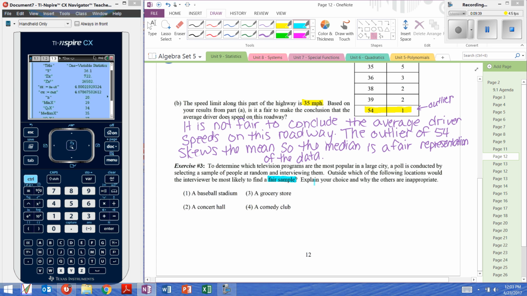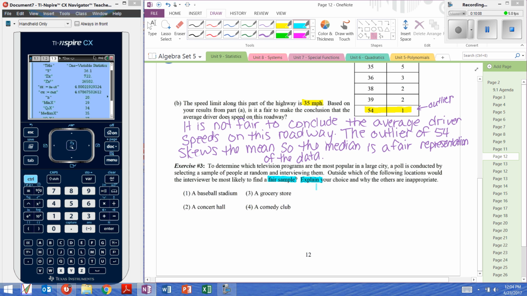So in addition to picking our answer, we have to explain our choice and why the others are inappropriate. Okay, so let's go through our choices. We're trying to determine what TV programs are the most popular, so we want to stay away from any area that is going to maybe have us pick a station that has a lot, or maybe one of the places would be linked to a TV station.